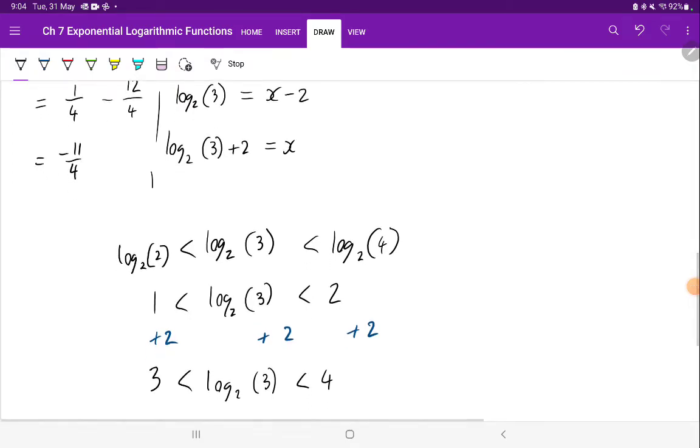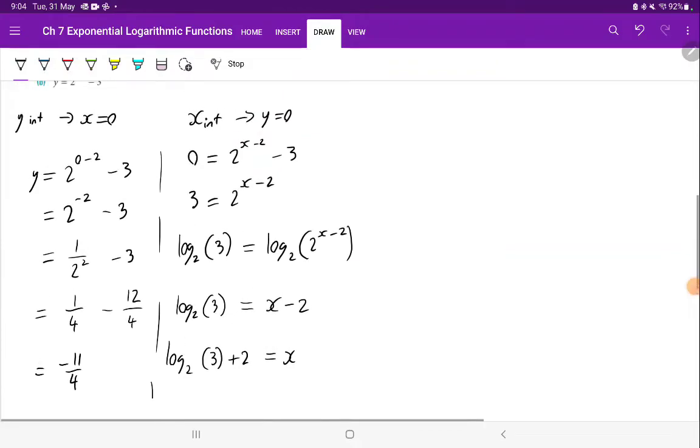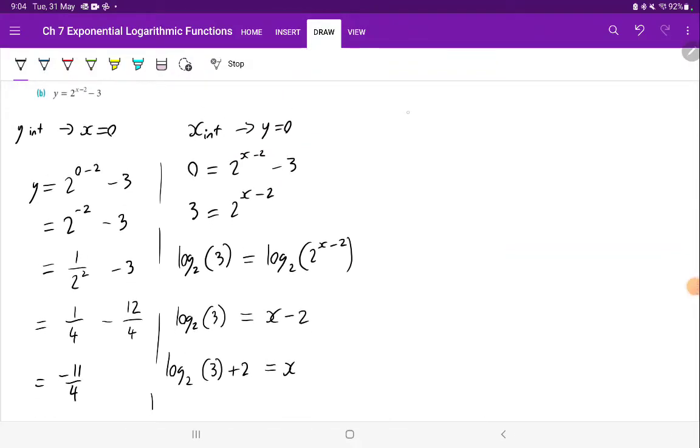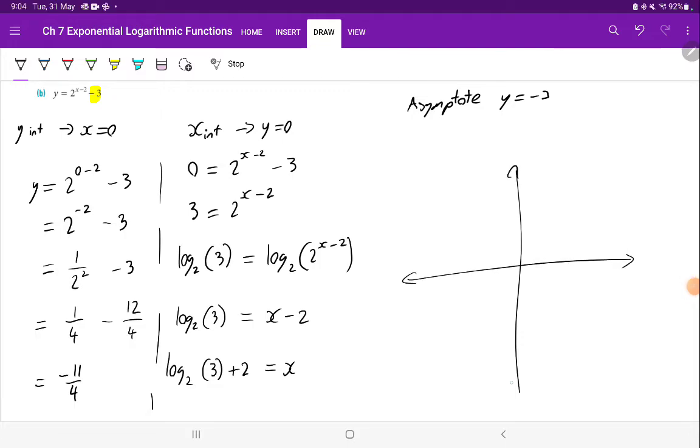So that's giving us a bit of an idea of where we want to put it. The only other piece of information we need to know is our asymptote is going to be y is equal to negative 3. And now we're good to go. X is 1, X is 2. Let's label them X and Y first. I usually leave it to the end. Alrighty, asymptote y equals negative 3.